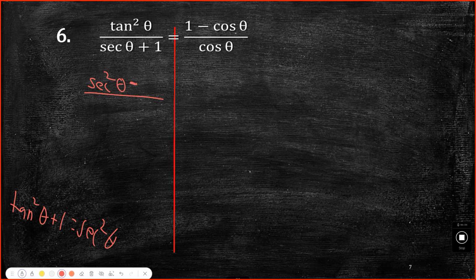Over secant theta plus 1. That's the difference of squares, everybody. Here we go. This is called a difference of squares. It's just the same as x squared minus 1. See, I'm telling you, you got to know a good amount of algebra. How do you factor this out?